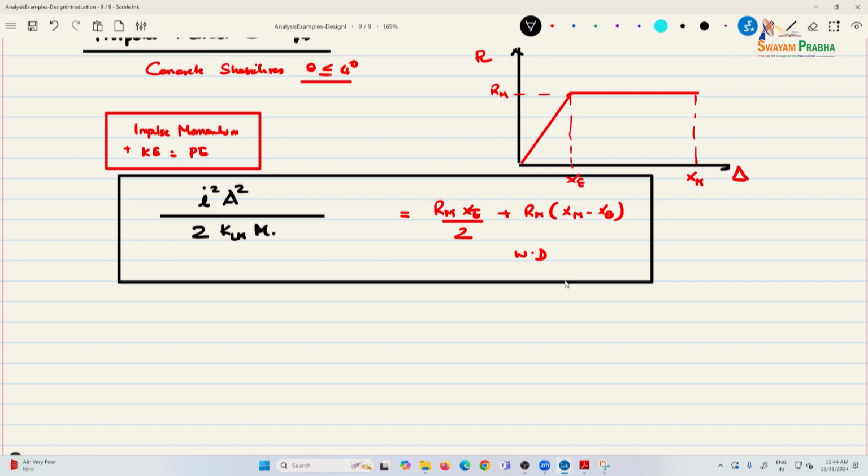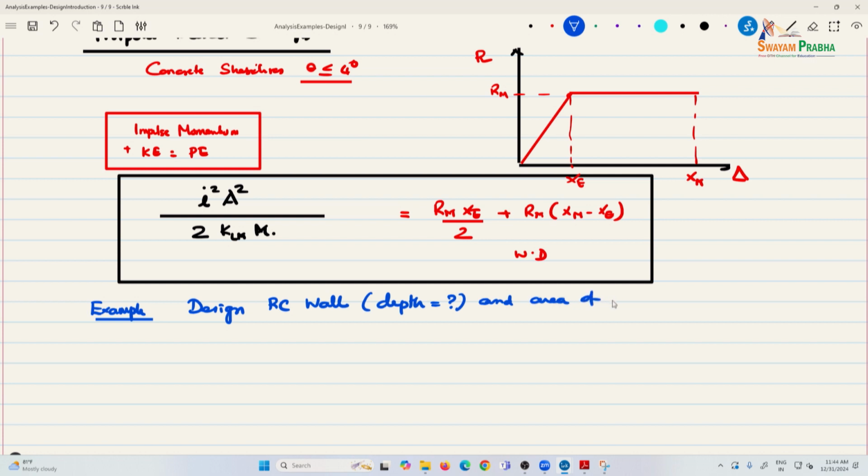So there are some simplifications made in this example. Because we have covered all the basic principles, but for the problem itself there are some simplifications I will talk about. So the example here is to design an RC wall, basically the depth of the wall and the area of reinforcement. We will not go into detailing. You can use this for design of steel sections as well, just using similar principles as I had talked about, for the following loading.